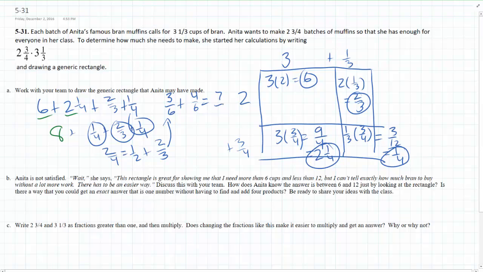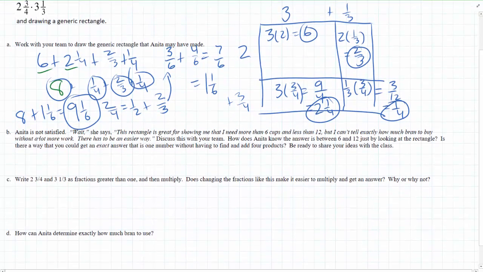So this is going to be 7/6, which is 1 1/6. So we're going to have the 8 wholes still. 8 plus 1 1/6 is just 9 1/6. So 2 3/4 times 3 1/3 is 9 1/6.